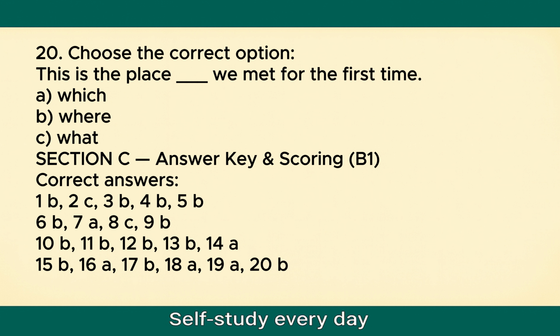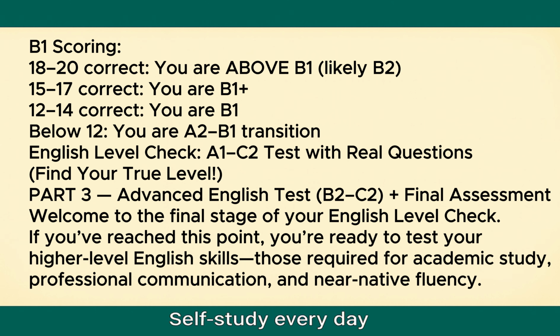Section C. Answer key and scoring. B1. Correct answers. 1B, 2C, 3B, 4B, 5B, 6B, 7A, 8C, 9B, 10B, 11B, 12B, 13B, 14A, 15B, 16A, 17B, 18A, 19A, 20B.